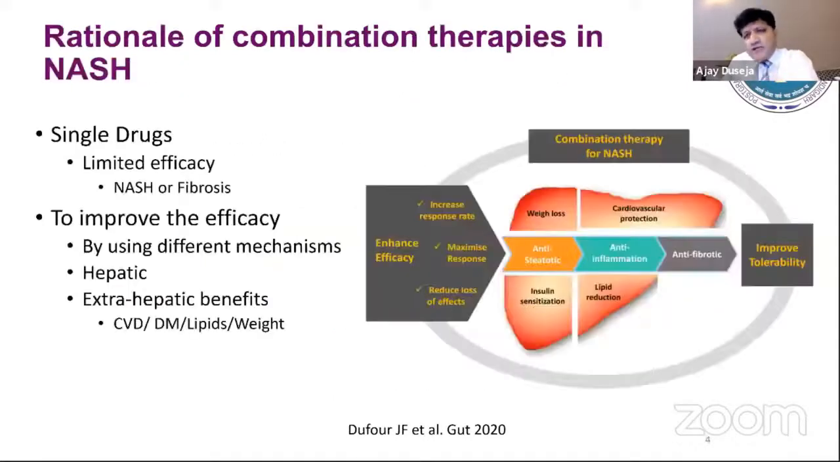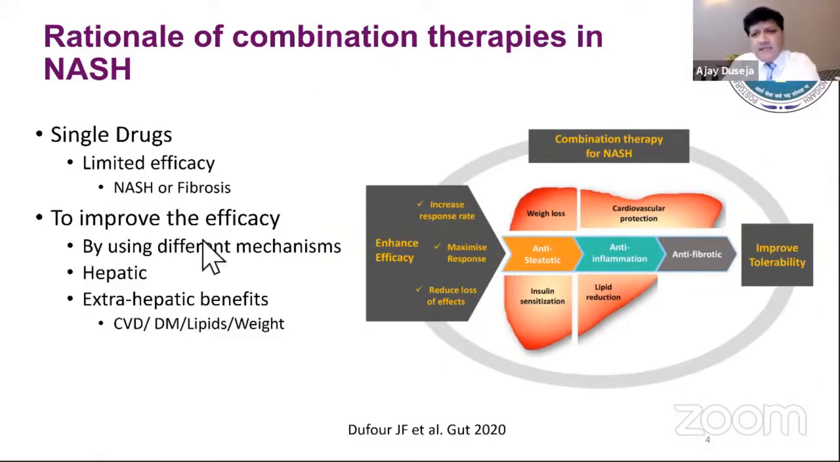So when we talk about the rationale of combining therapies for NASH, one reason is that, yes, single drugs, as I said, have limited efficacy. Whether you look for the resolution of NASH or improvement in fibrosis, there is limited efficacy. So we want to improve the efficacy. Now, whether that will really happen or not, I'll show you some data on that.